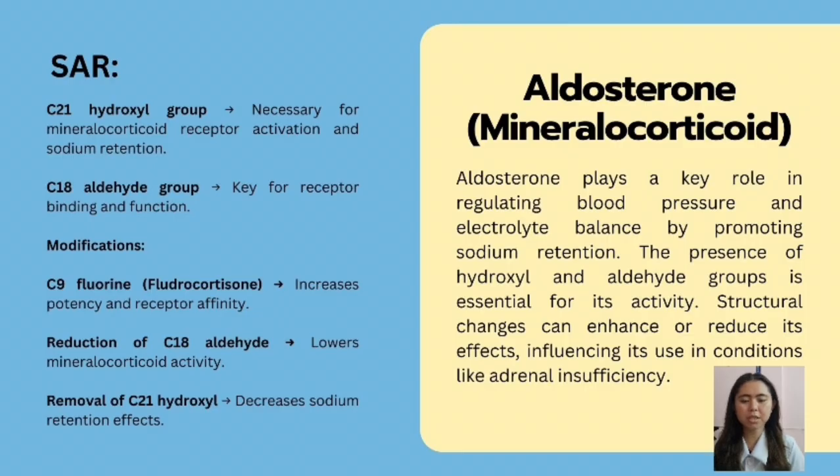Modifications to this structure can significantly affect its function. For instance, introducing a fluorine atom at C9, as seen in fludrocortisone, enhances its potency and mineralocorticoid effects. On the other hand, reducing the C18 aldehyde group lowers mineralocorticoid activity, making the compound less effective in sodium retention. These structural relationships are crucial in drug design, helping scientists develop more effective medications with fewer side effects.